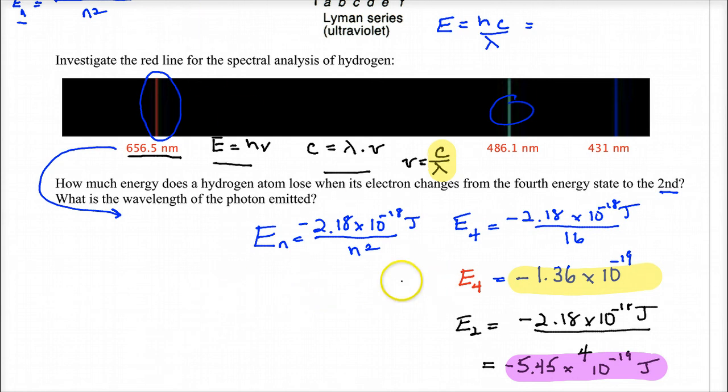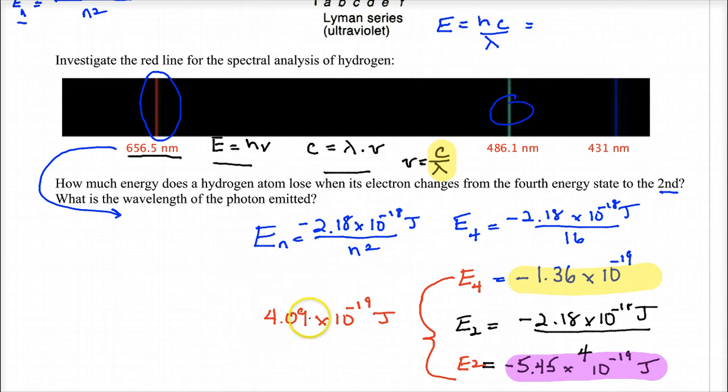So we subtracted those two numbers. We got the difference in energy of those two values, and I get 4.09, of course times 10 to the negative 19 joules. And that's the difference between the fourth and the second. Now, how much energy does the hydrogen atom lose? A hydrogen atom loses this energy, 4.09, when it jumps from the fourth to the second.